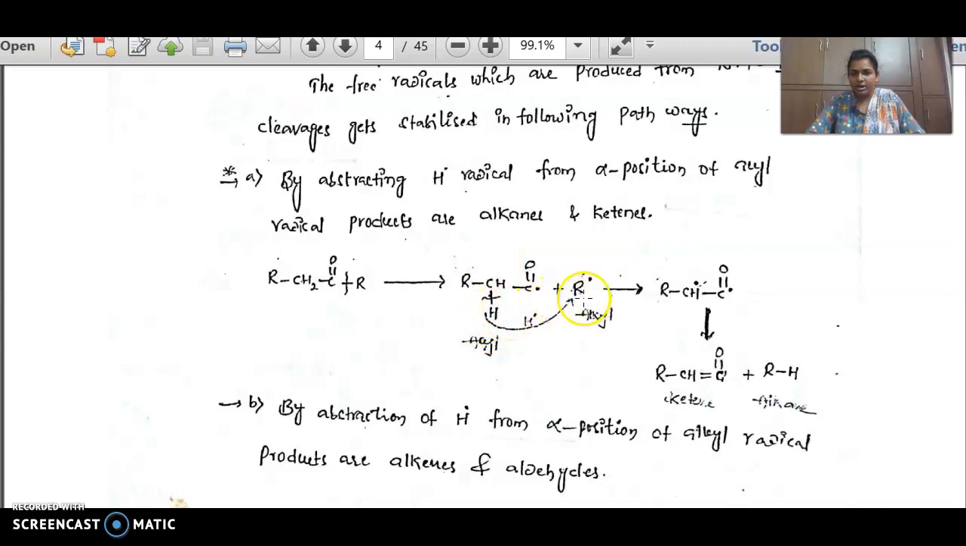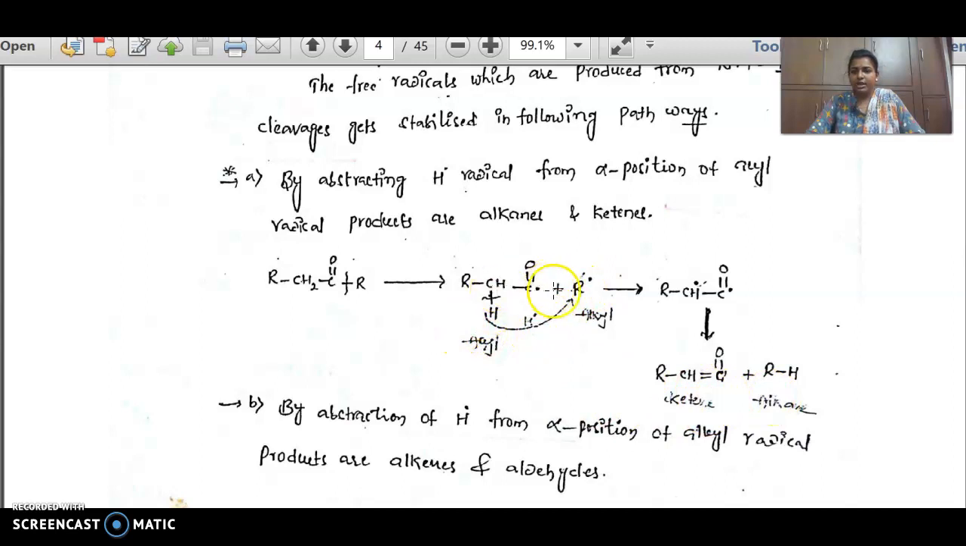Then R radical and H radical form RH. Now here already a radical is there. After cleavage of this bond, you will get one radical here. This radical will form a double bond. We will get RCH double bond C double bond O, that is ketene. And R will take H, it becomes an alkane.